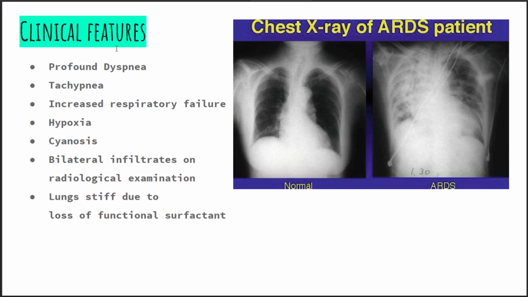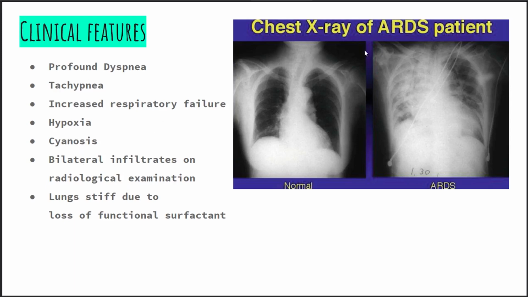Clinical features are obviously due to ARDS. Even though there is an increase in type 2 pneumocytes, there will be production of dysfunctional surfactant. So there will be lung stiffness. So there will be profound dyspnea, acute respiratory distress syndrome. It's there in the name, distress syndrome. Then there will be tachypnea, increased respiratory failure, hypoxia. The hypoxia obviously will lead to cyanosis. Then you will find bilateral infiltrates on radiological examination.